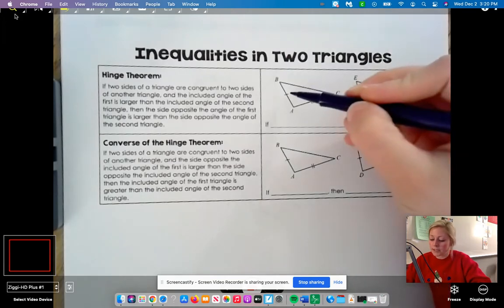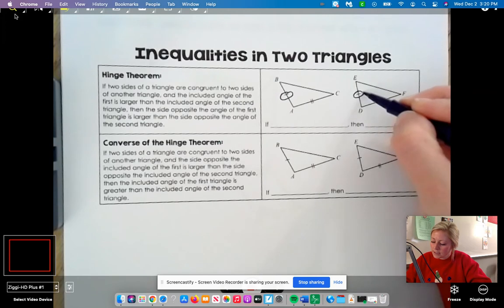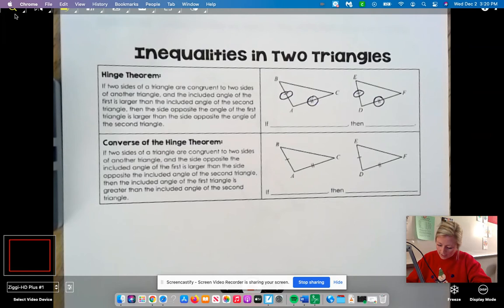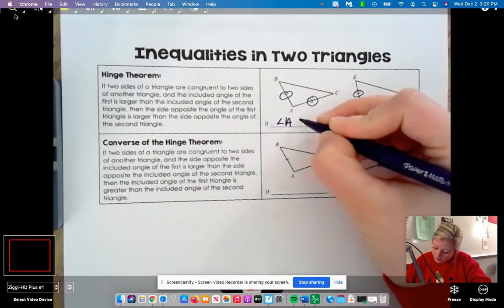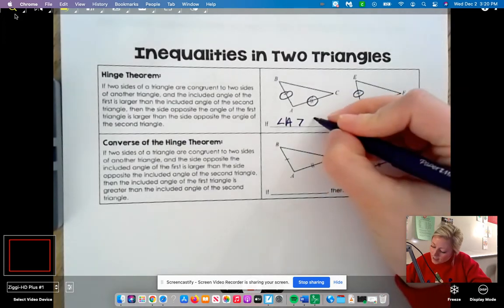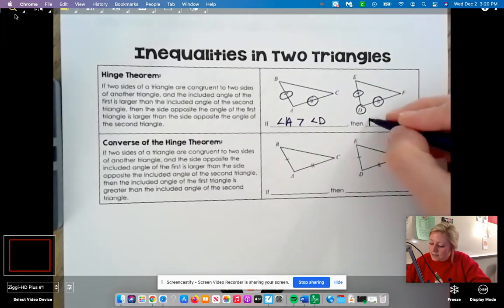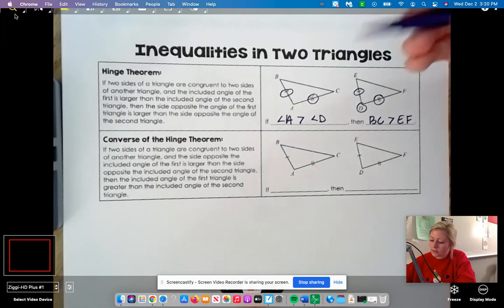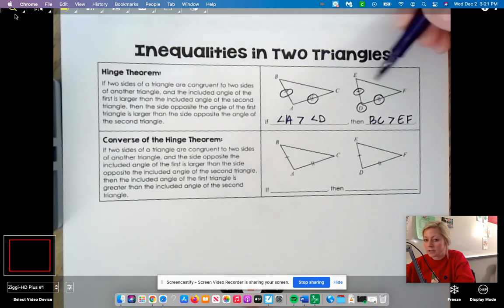Again, let's just break it down. We have two pairs of congruent sides. AB is congruent to ED, and AC is congruent to DF. And they're telling us if angle A is greater than angle D, then BC is greater than EF. So if angle A is bigger than angle D, we would know that BC is bigger than EF.